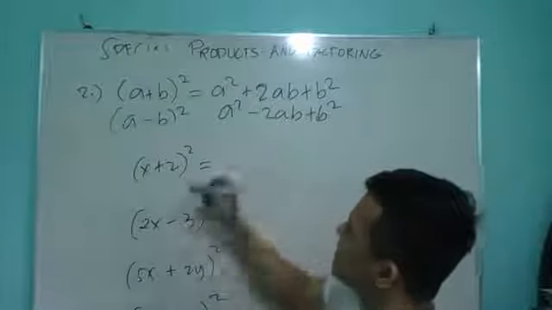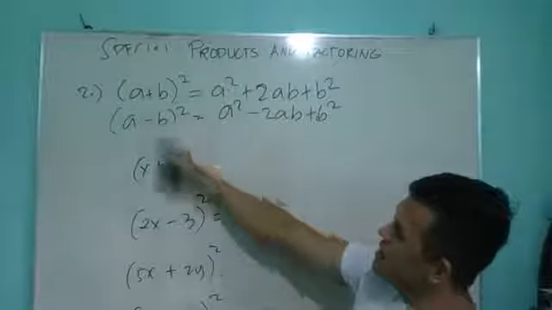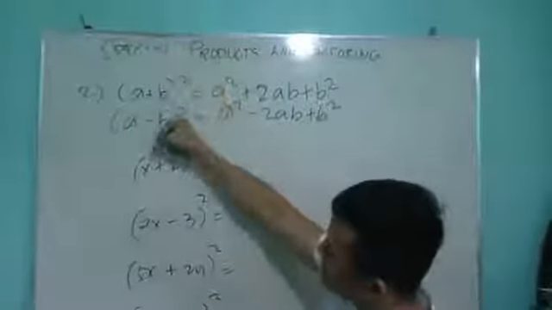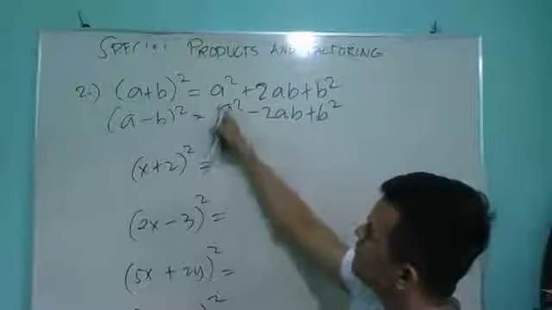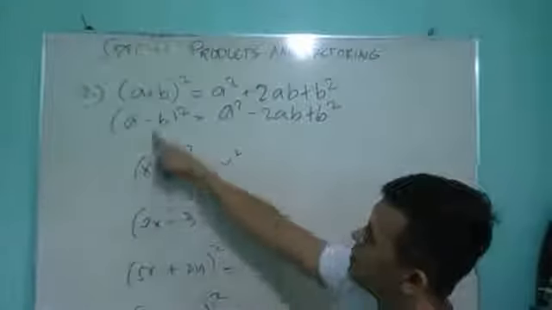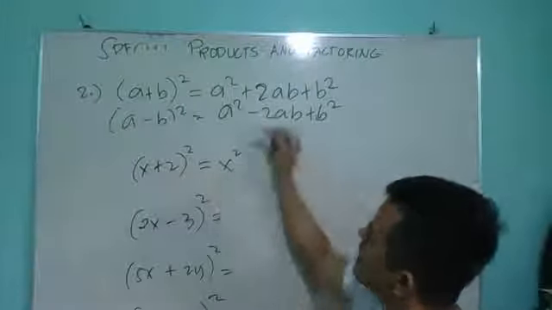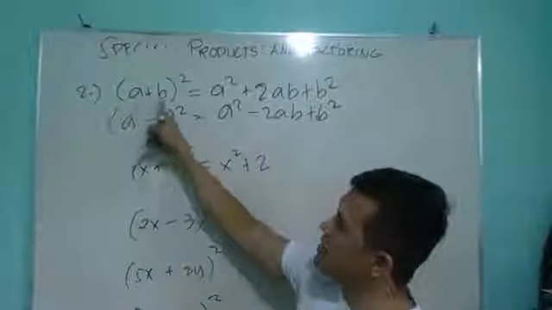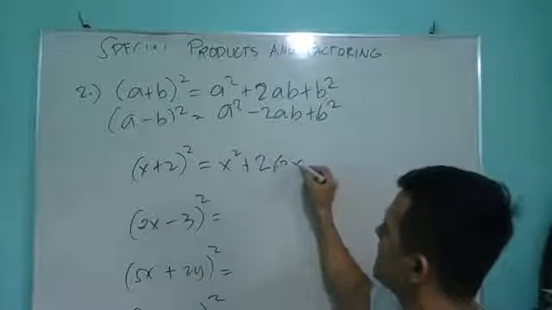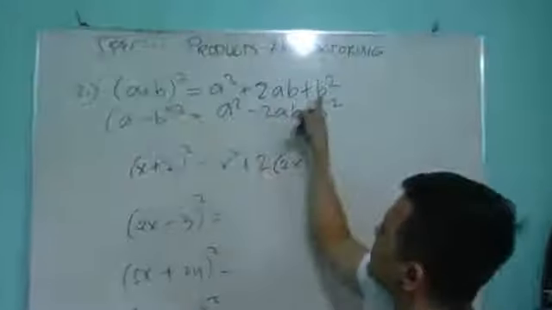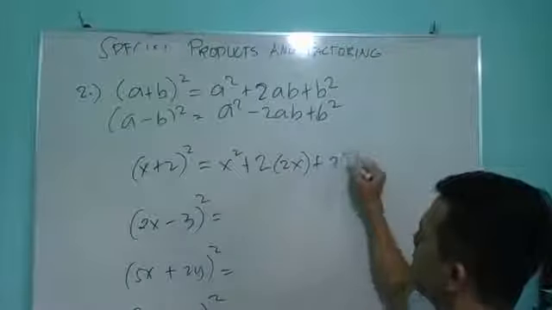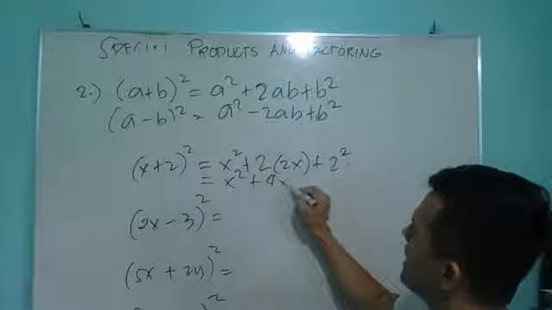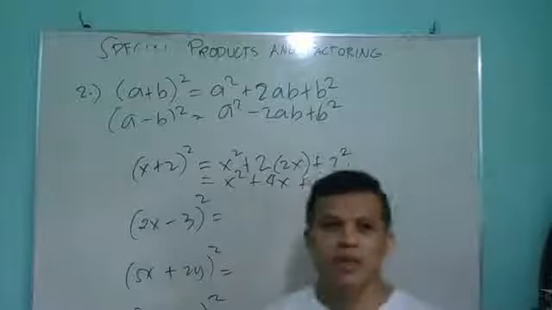Anyway, if you have this kind of stuff, we have here squaring. This is considered to be a, and this is b. Using that, follow this. So that is x squared, because our a part is here, right? Then plus 2 times ab, so x times 2, that is 2x. And then square the last, which is b, so 2 squared. There we go. So we have x squared plus 4x plus 4. That's it. Okay? Next one.